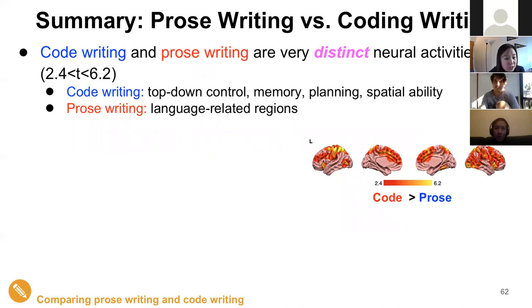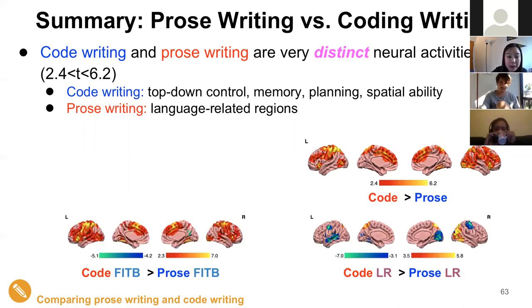Actually, this distinction can be observed in more than 10 brain regions, as shown in the highlighted areas in the figure here. So the hotter areas drive the distinction between code and prose writing. Just look back at the hypothesis, that was tough. Did you guess it right this time? We have 50% of the audience that actually guessed it right.